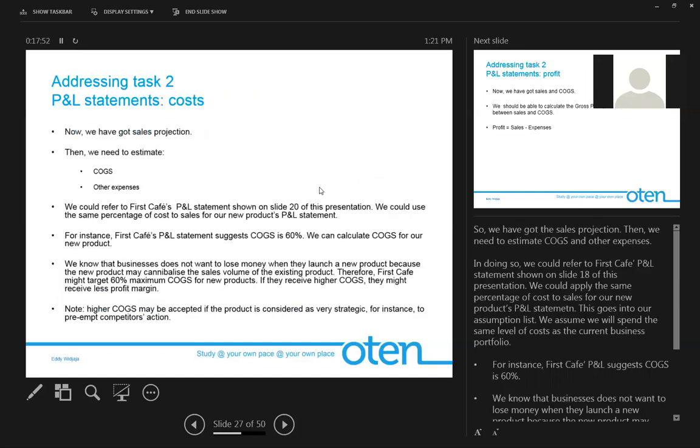You could assume their cost would be at the same level, 60%. So you can calculate the cost of your new product or service based on these 60%, referring to the current profit and loss statement. Why is 60% the assumption that we can use? Because in real life, businesses do not want to lose money when they launch a new product or service.